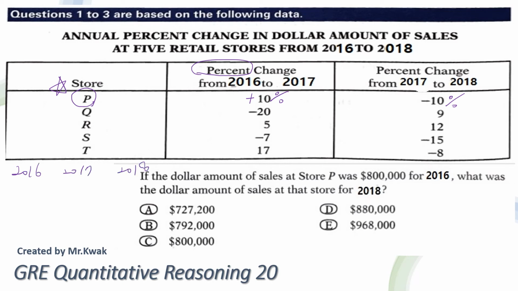For 2017, 2018, why don't we assume the sales of 2016 was just A. In that case, the sales of 2017 could be $1.1A. Is it correct? Yes. And then what about 2018? In that case, I'm going to write down here 1.1A minus 1.1A multiplied by 10%.